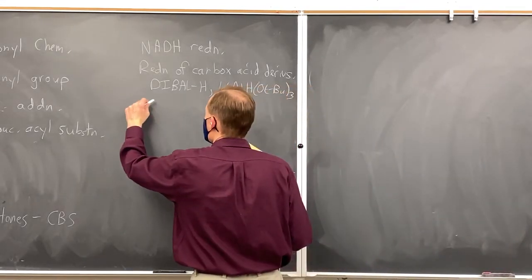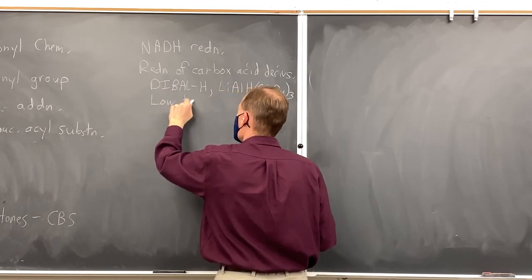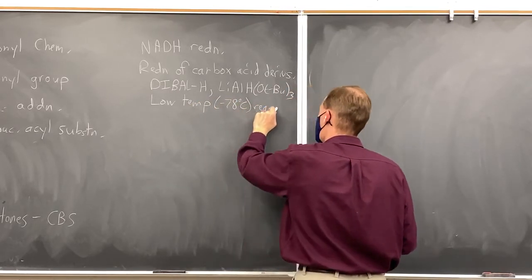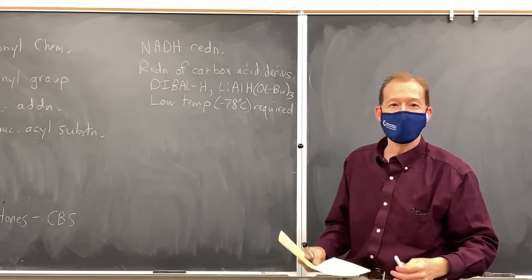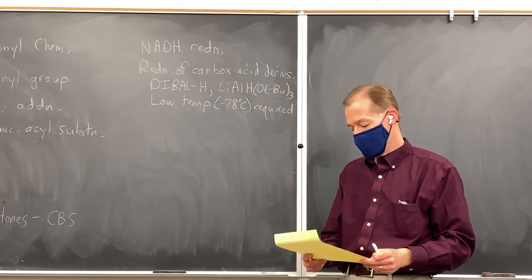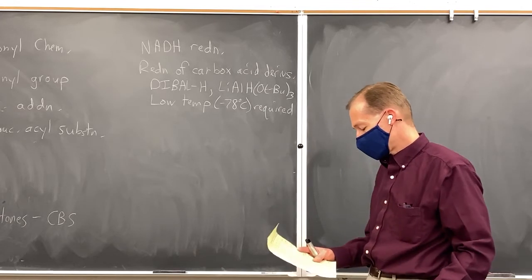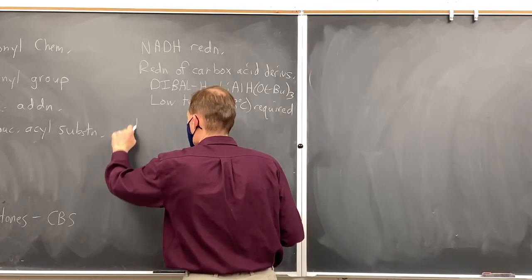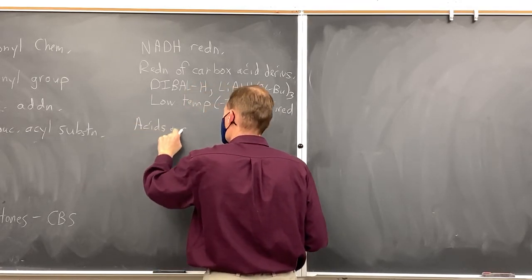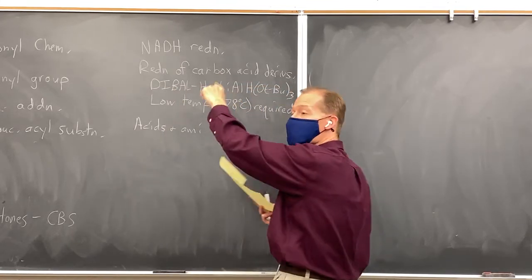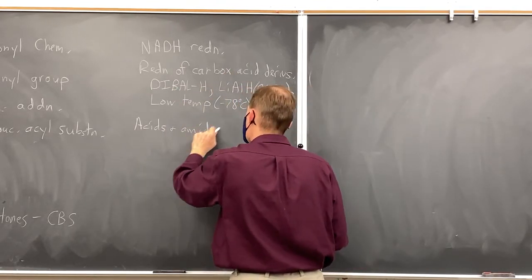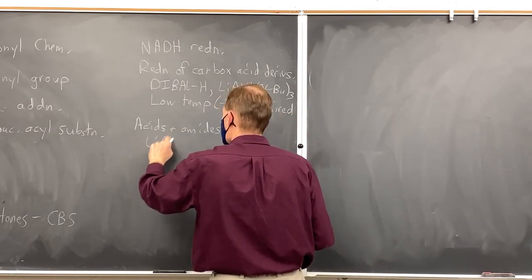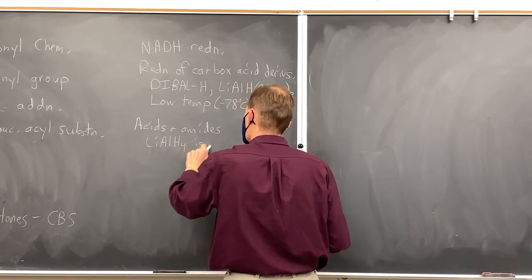But something we talked about in class that was not in the book is that low temperature is required for these reductions, okay, minus 78 degrees. You should understand why that is the case. We also went over that in class, okay? Then we talked about the reduction of carboxylic acids and amides. So these reagents will reduce esters and acid chlorides, but not carboxylic acids and amides. For carboxylic acids and amides, lithium aluminum hydride is required. Okay?